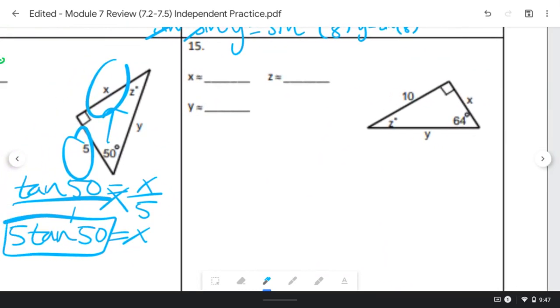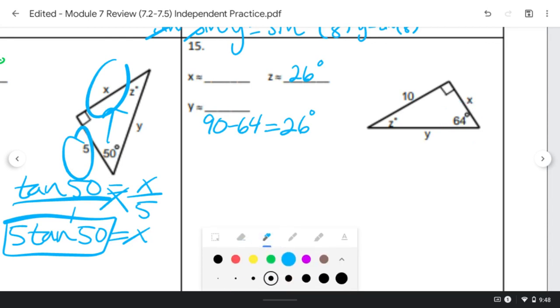For number 15, I'm given a reference angle of 64. So Z is easy to find. I'm just going to do 90 minus 64, and that's going to give me the other angle, 26 degrees. So Z is 26 degrees. And we've got to solve for x and y, which are sides.